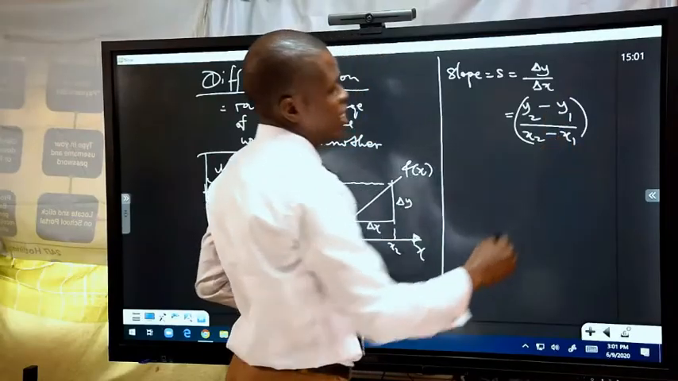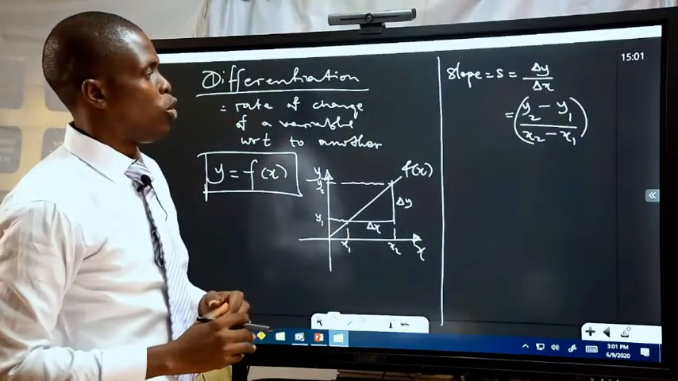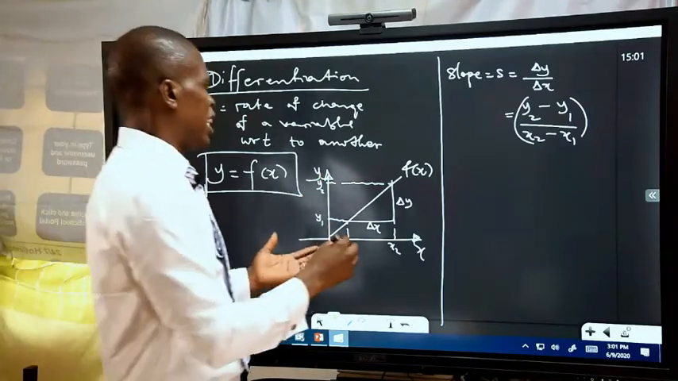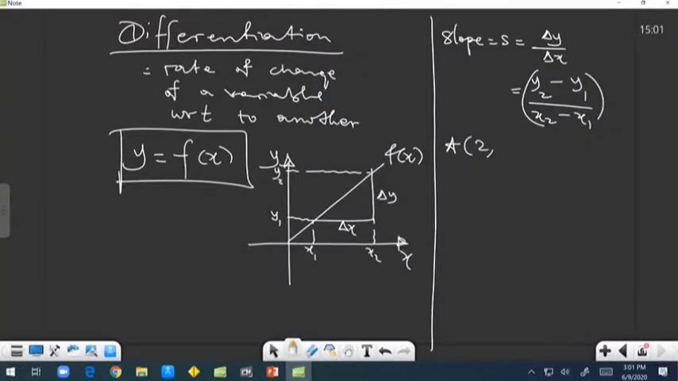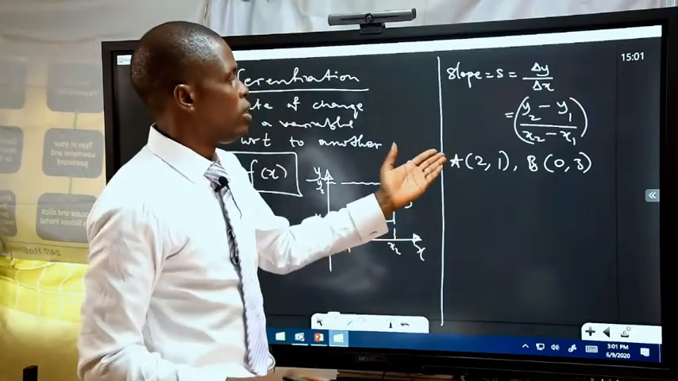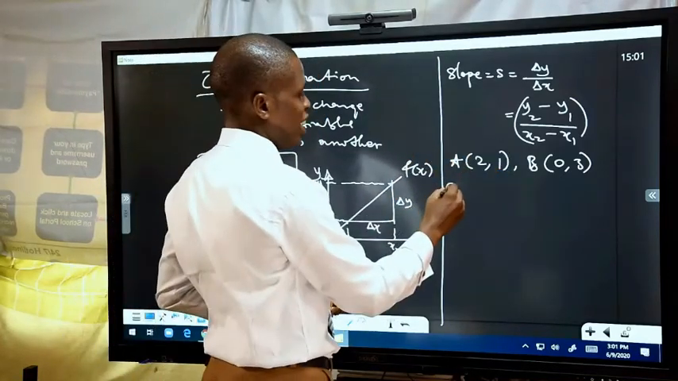Okay? From the knowledge of coordinate geometry, maybe you are given the point A as (2, 1) and B as (0, 3), and you want to find the slope between the 2 points, or the gradient.